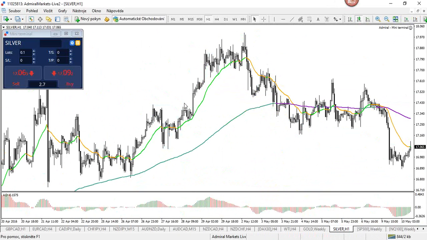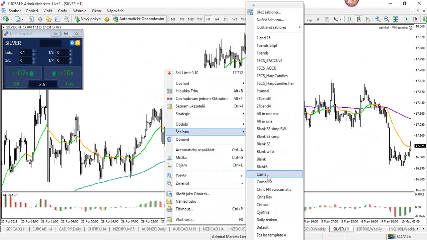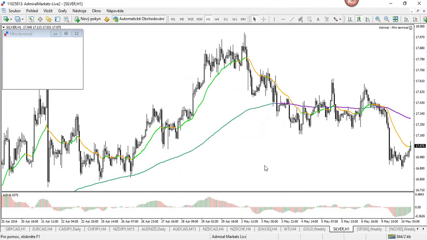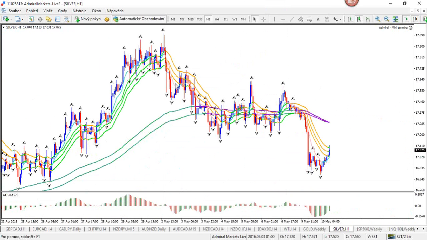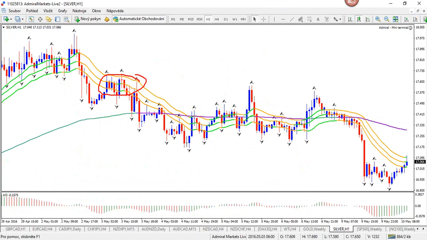I actually like to use a 21 EMA band for doing this. Let me add that quickly. All right, so we get the respect here in this band. You can see the follow through to the downside.